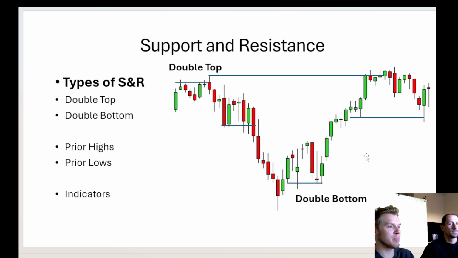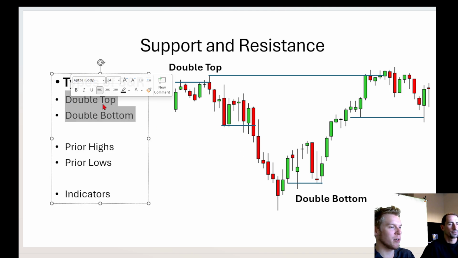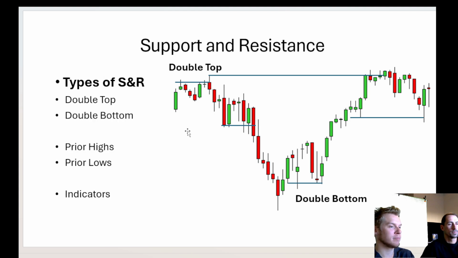So we have different types of support and resistance. First category, we have double top and double bottom. So here's an example of a double top. The market went up to a level and it pulled back. And then it went up to that level again. So whenever you see the market go to a level twice, then we call that a double top. And notice after this double top, market sold off.